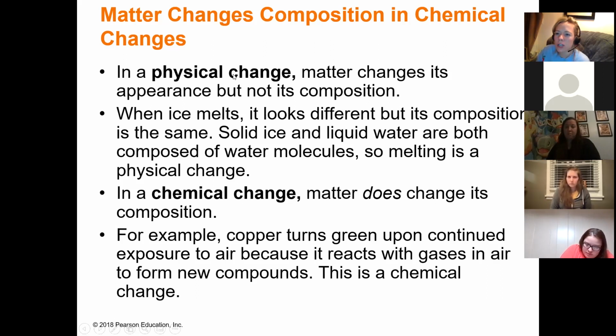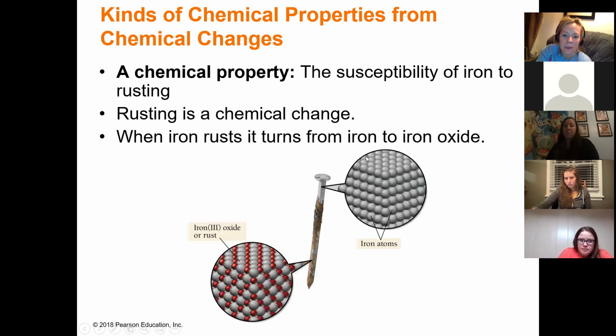Another example of a physical change is taking a piece of paper and tearing it up into little pieces. I'm not changing what it is. It's still paper, just in a new shape. Now, if I took those little pieces of paper and lit them on fire, that would be a chemical change because you can't go back. You can't get back what you started with.